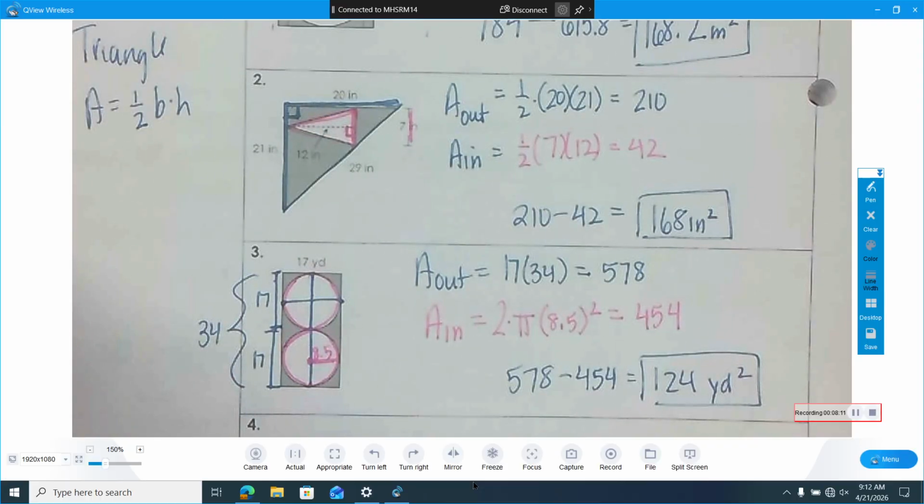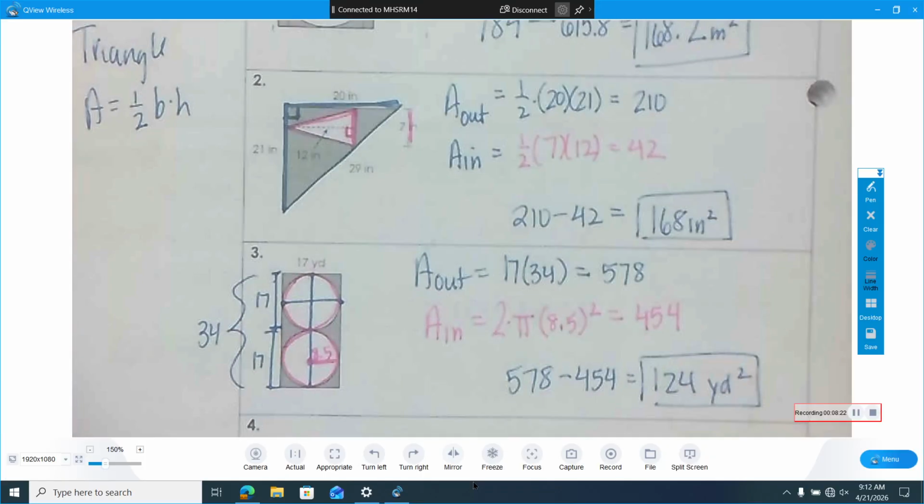How do you feel about this? You feel okay? Yeah? Just finding areas and subtracting? All right. I think that's good. Are you good with that? Yeah? All right. Super duper.